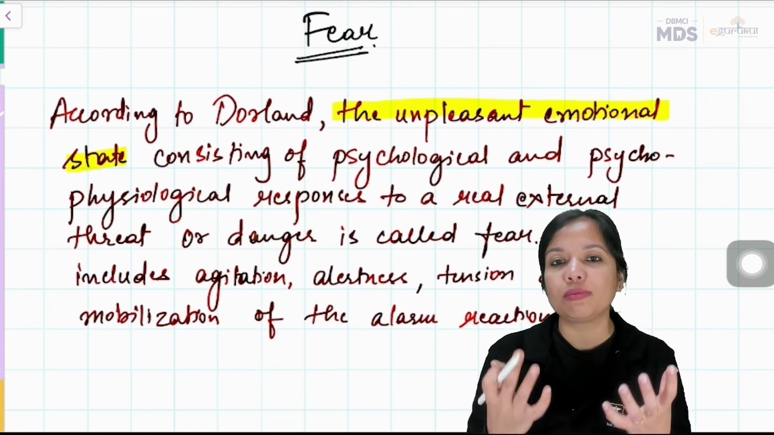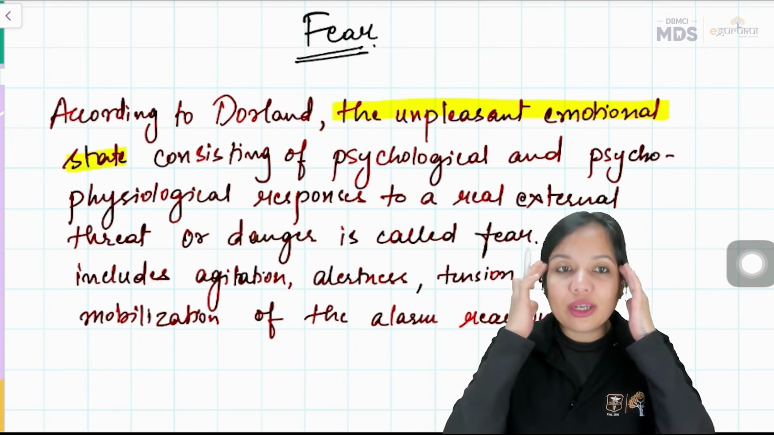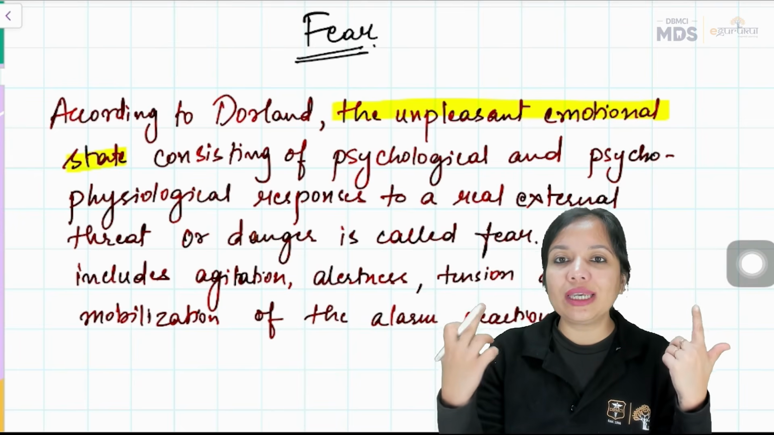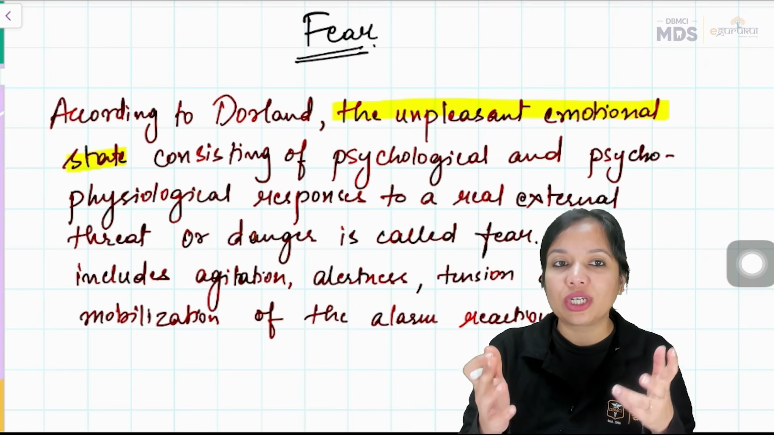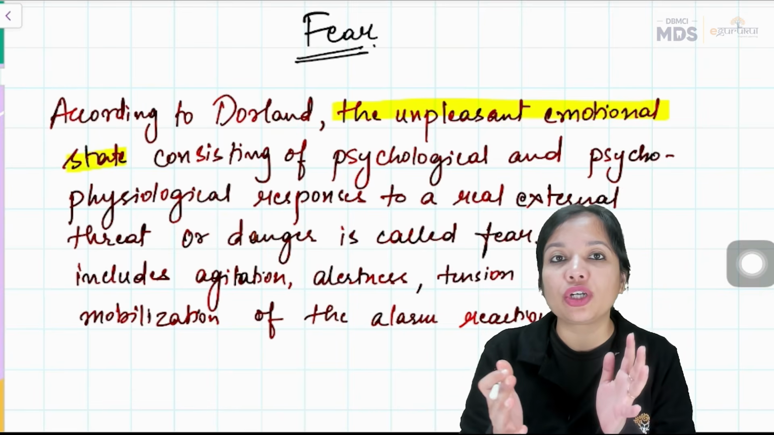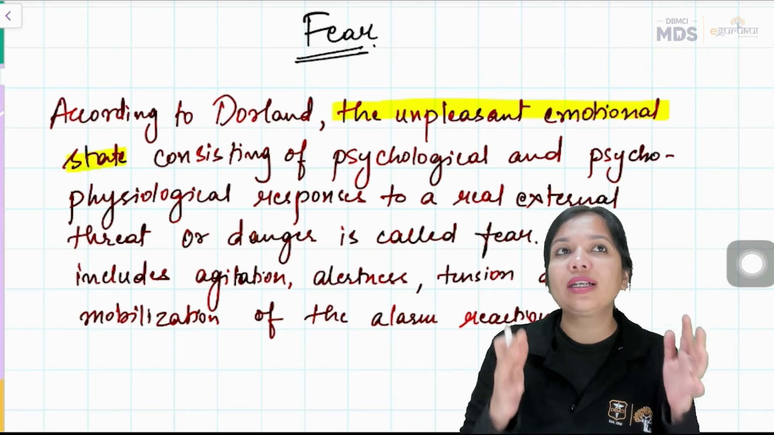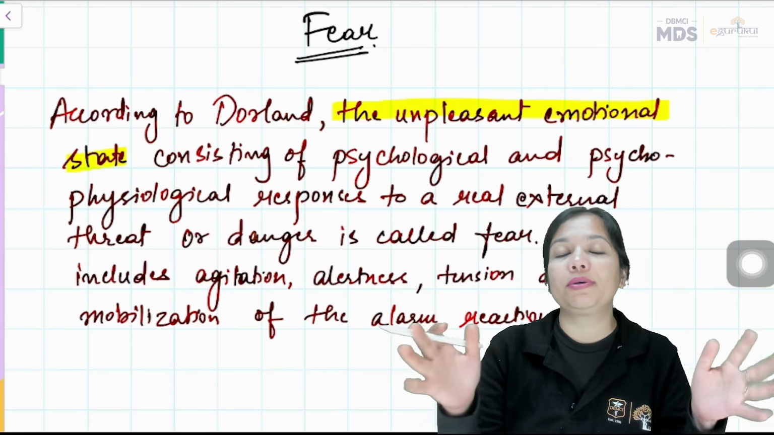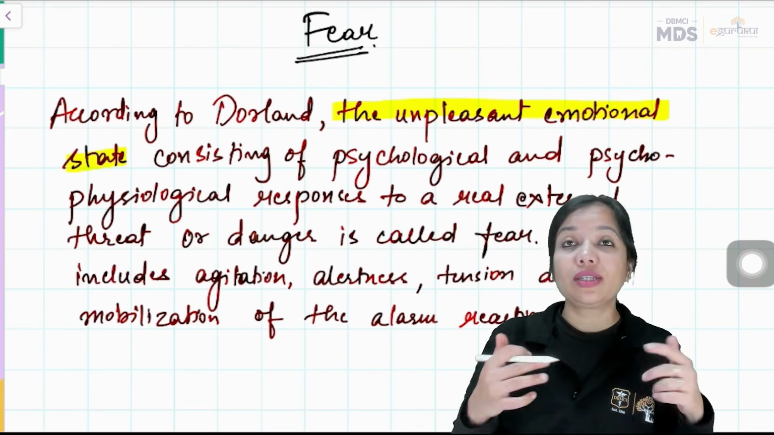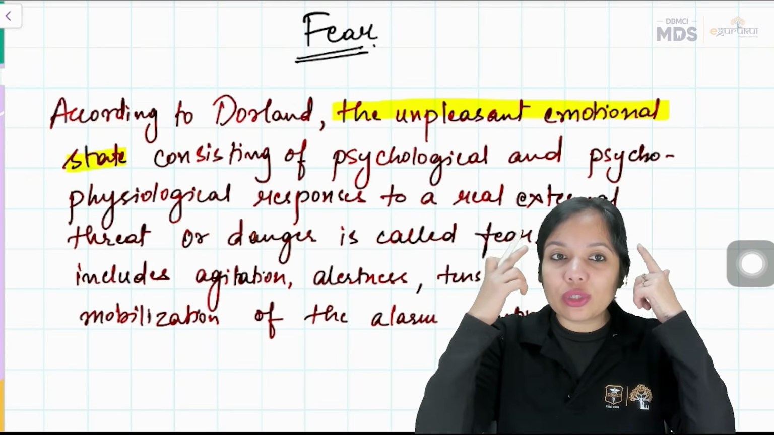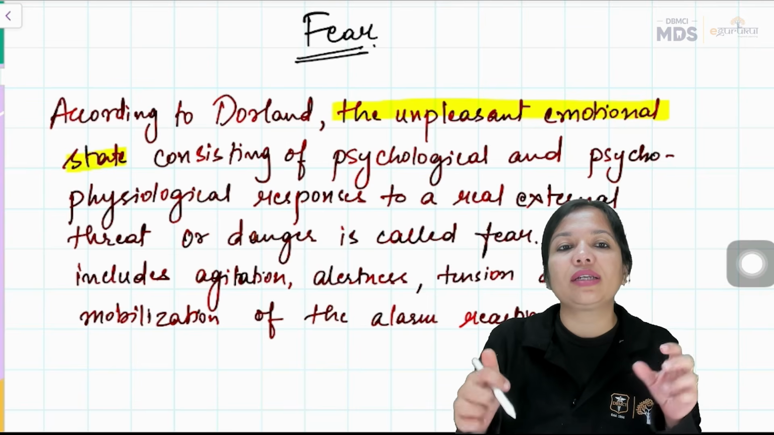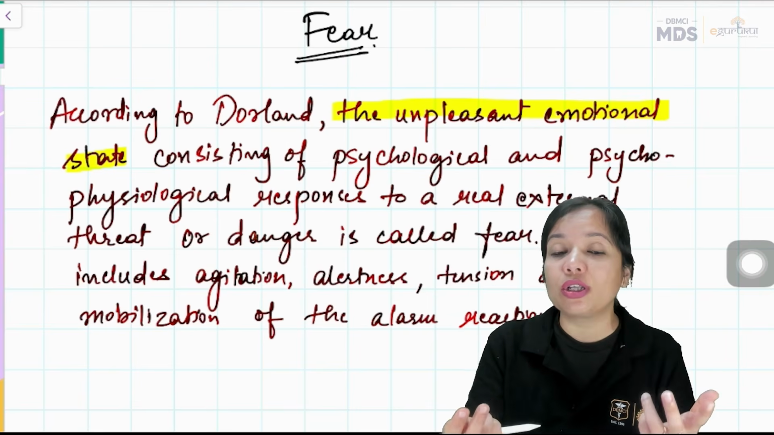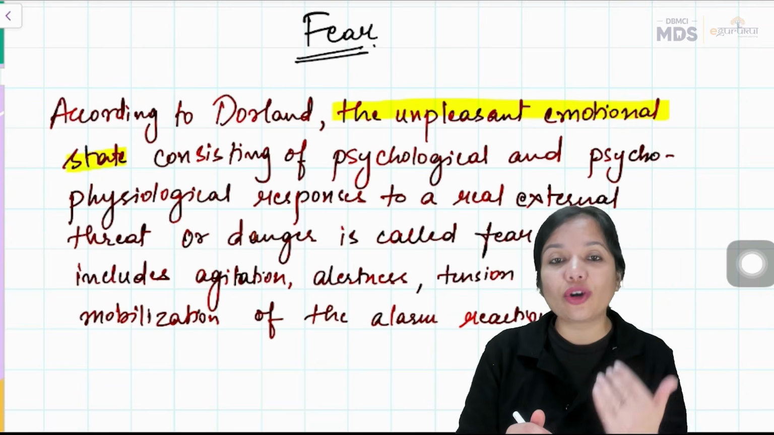It will be an unpleasant emotional state consisting of psychological responses. So you will start thinking, oh my god, is it a ghost? Is it going to harm me? So that's psychological and psychophysiological. And while you're thinking that it will come and harm you, or probably you will get possessed or something like that, there is going to be a physiological response to that psychological state. You'll probably start sweating or shivering. That is the psychophysiological response to the external threat or danger.